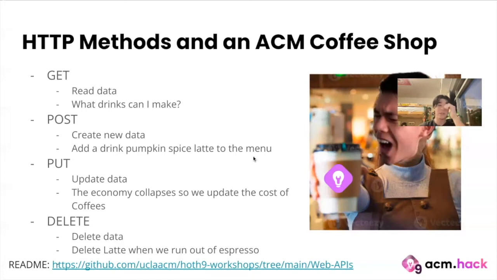The next method is put. Put is used to update data. Let's say the bubble finally bursts and the economy collapses and we have to update the cost of our coffees. Oh no. We can use put to update the cost of our coffees.